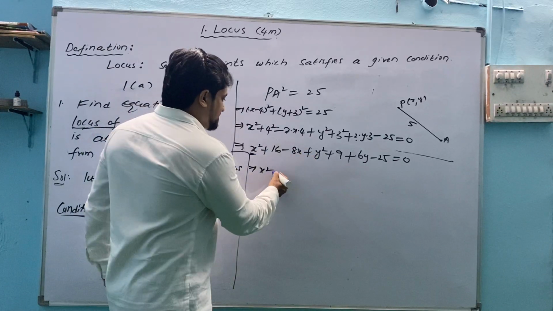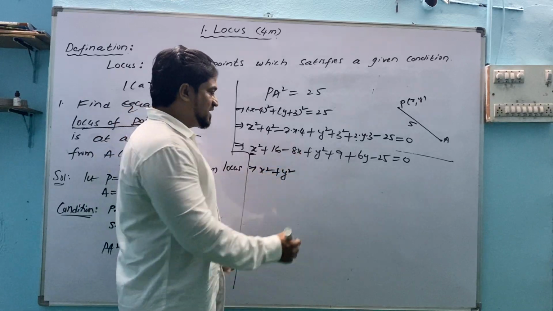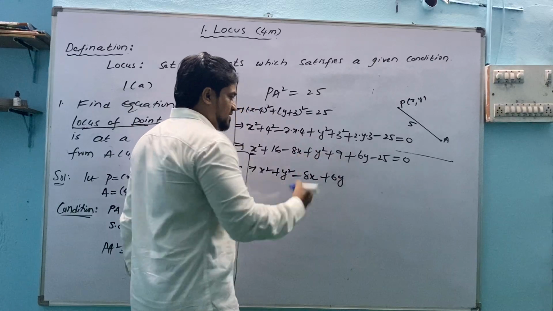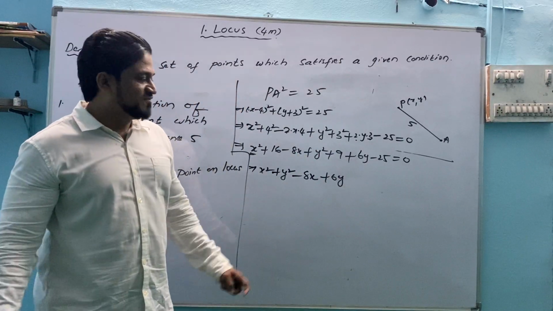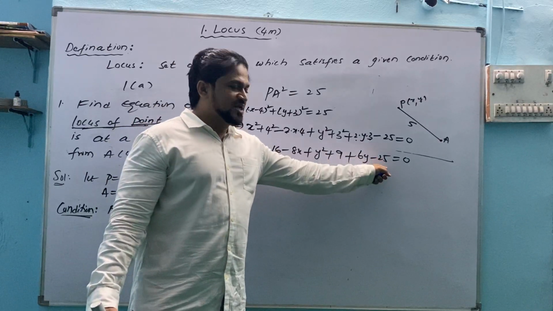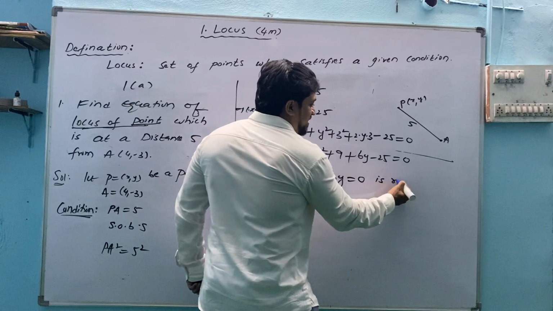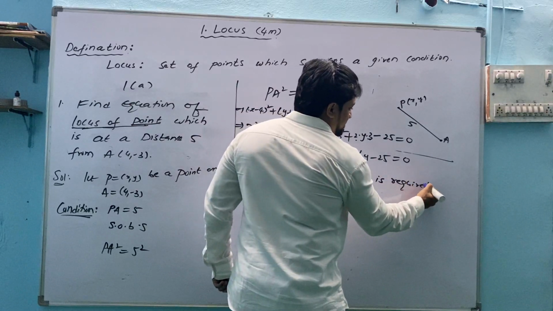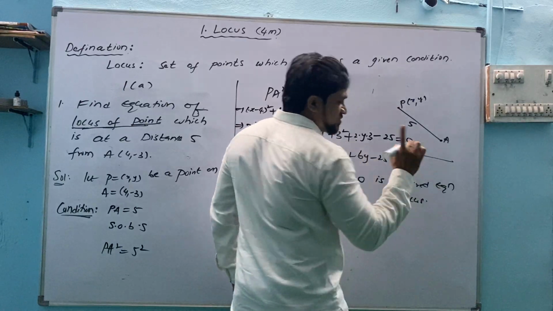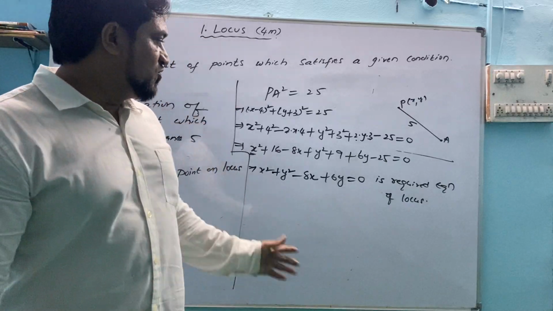Then y square. Then the x terms, with the sign whatever is given to us. Then 6y. Then check the constants: positive values, 16 positive, 9 positive. So plus values are 25, minus 25, cancelled. Both are cancelled, we got 0. This is the required equation. Required equation of locus. This is your first problem. If you are good in this first problem, then we can move further.